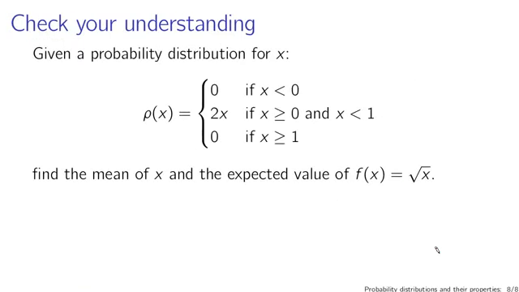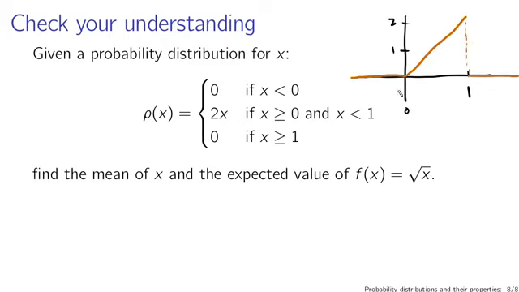To check your understanding, here's a sample problem. The probability density function in this case, I'll plot it just to make things a little more intuitive. If this is 0 and this is 1 and 2, the probability density is 0 if x is less than 0. It's also 0 if x is greater than 1. And for x between 0 and 1, it's equal to 2x. So our probability density function looks something like this, and your task is to find the mean of x under this probability distribution, and the expected value of f of x equals the square root of x. So 2 tasks here to accomplish with this sample probability distribution.